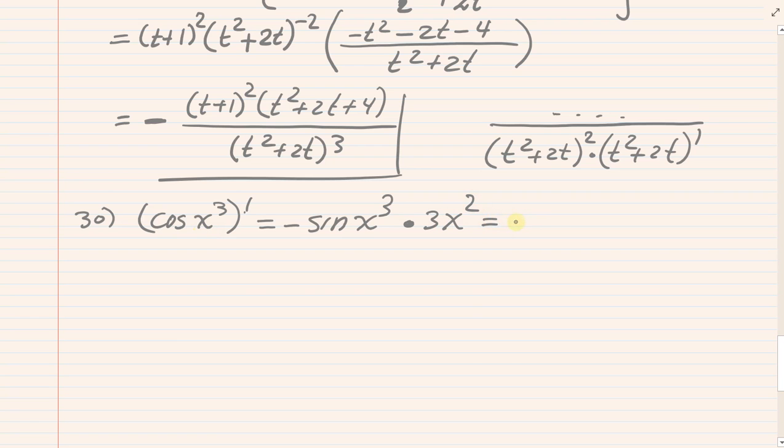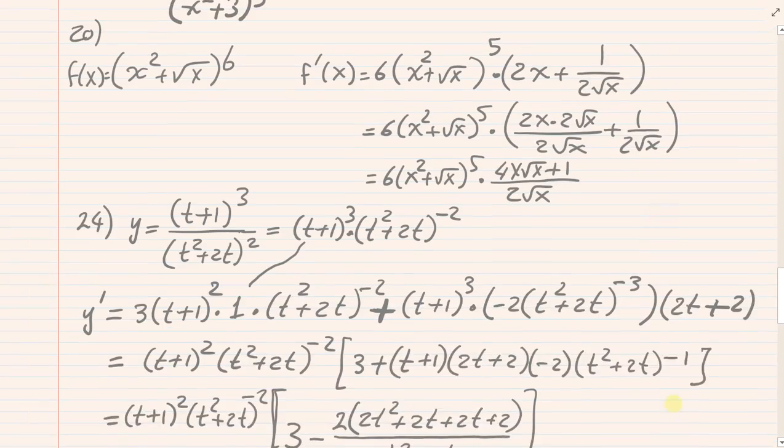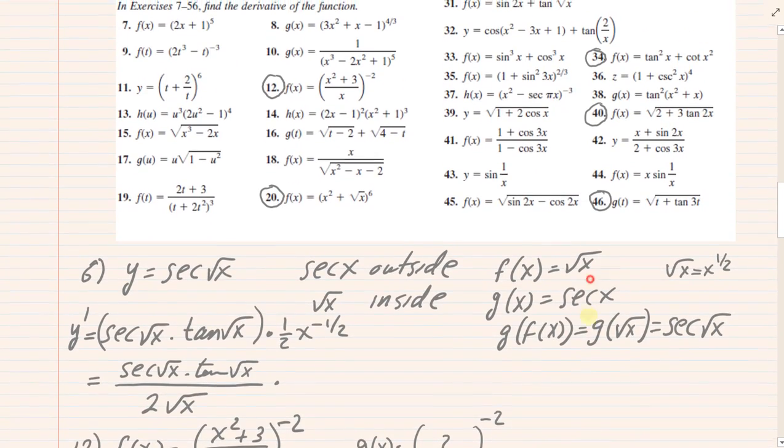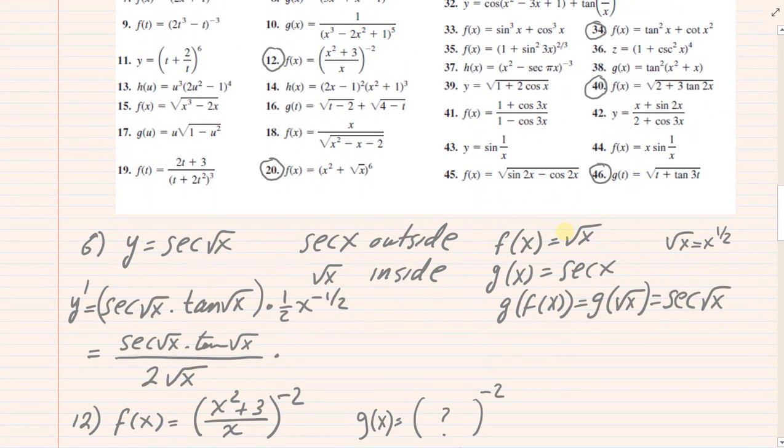How do I write the answer in the end? I put the algebraics first, usually we do, and then put all the transcendental next. And there you have it. So that was fairly easy coming out of the previous one, right? So it's negative 3x squared sine x cubed. To make up for number 24, that was overly long. And then let's take a look at number 34.